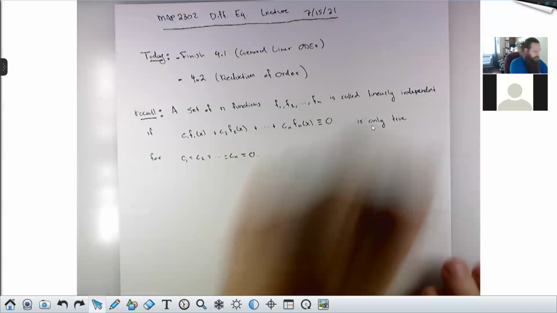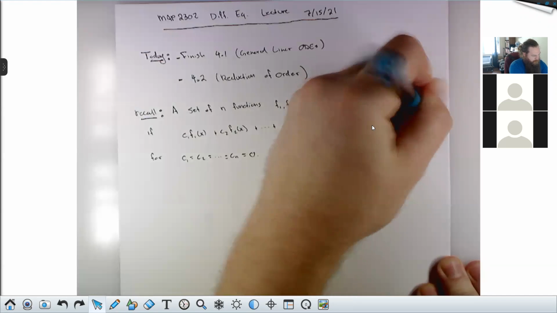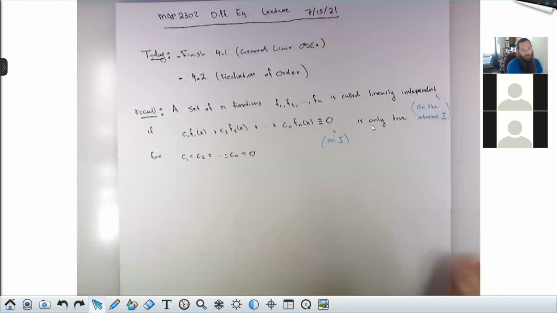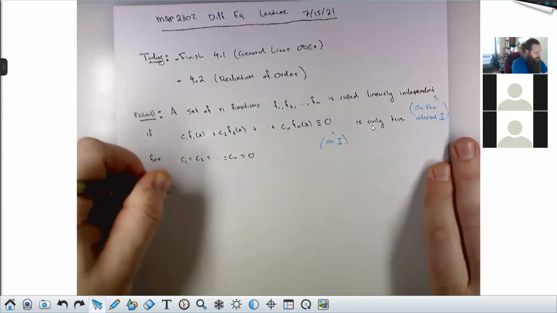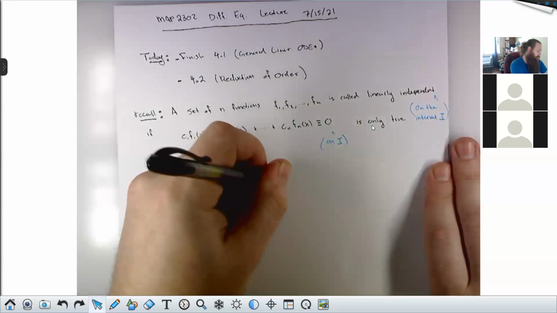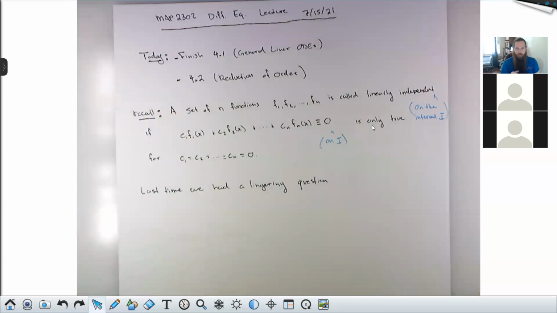So we said that the function f of x equals x and f of x equals the absolute value of x are linearly dependent on the interval 0 to infinity, linearly dependent on the interval negative infinity to 0, linearly independent on the interval negative infinity to infinity.